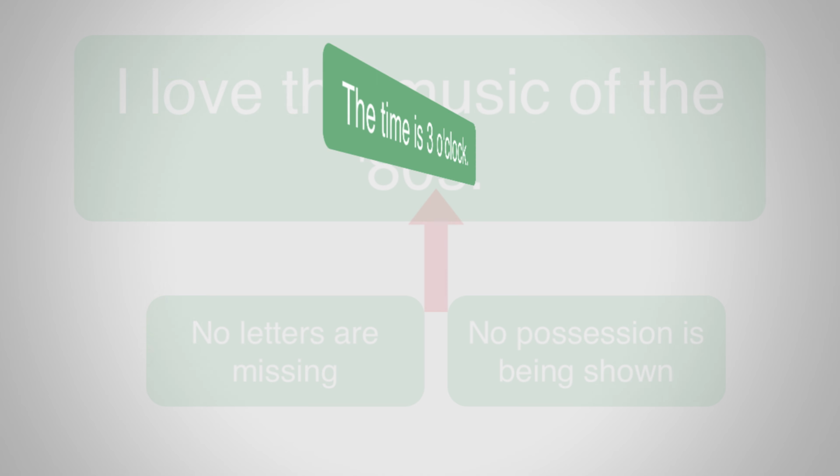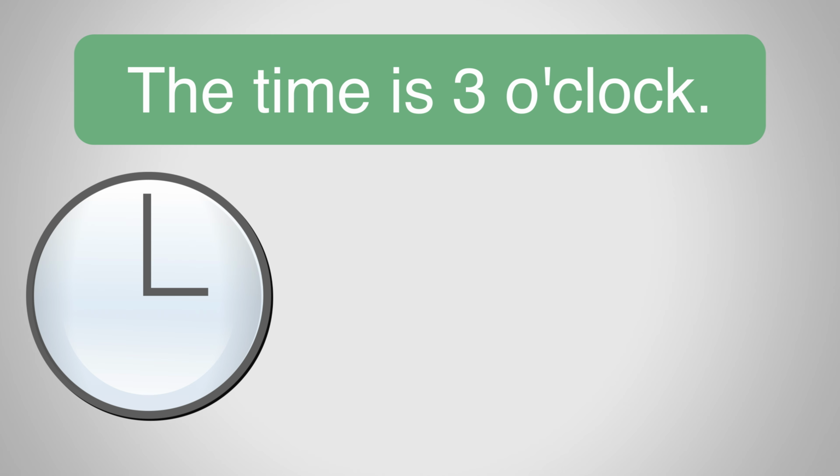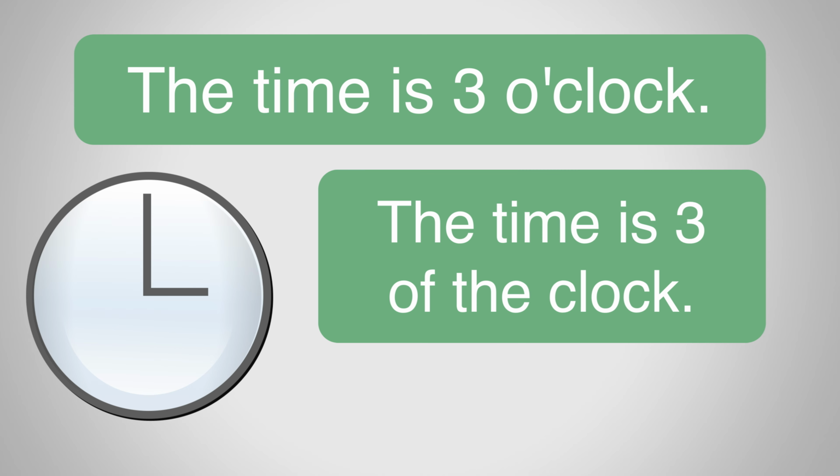Okay, here's another example. The time is 3 o'clock. So why is the apostrophe being used here? Well, there are some letters missing. O'clock is actually short for "of the clock." So 3 of the clock really means the time according to the clock. This dates back to a time when not many people had clocks, so the time may have been worked out slightly differently in different ways.